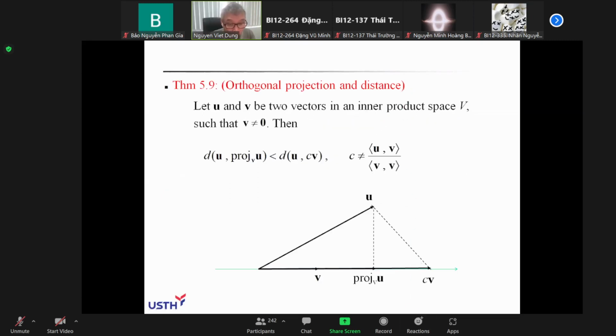And we have one property, that is, the distance from U to its orthogonal projection on V is always less than the distance from U to any other vector lying on the line containing the vector V. Or by formula, you can see it here. Or I prefer to look at the geometry like that.